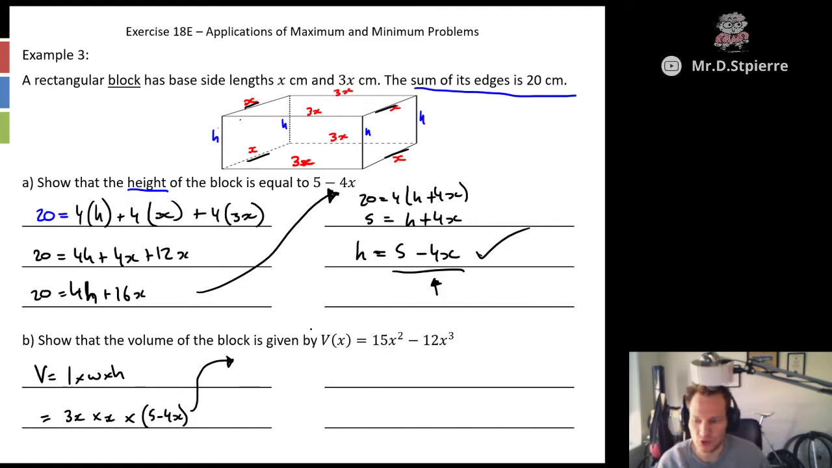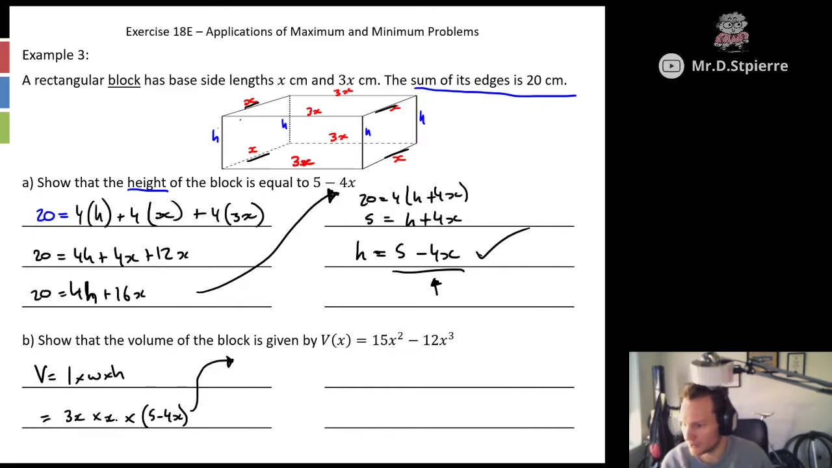The other thing to note from show that problems is you're given the answer, so that allows you, even if you can't do part B, you're given the answer that'll be necessary for the next part. Same in this, we were told that the height of the block is equal to 5 minus 4x. Even if you didn't know how to show that, you could still use it to calculate the volume. So don't give up. As soon as you see a show that problem, even if you don't know how to do that, it's giving you the answer to do the next part. So never give up on the questions after a show that problem.